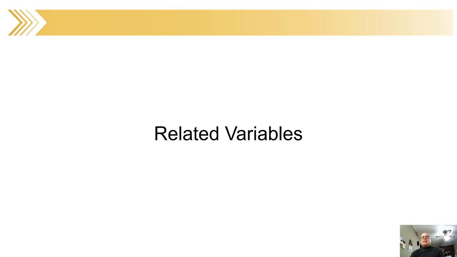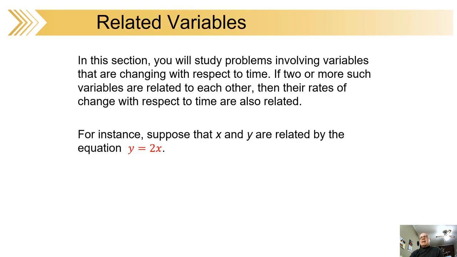Variables. Some of them are related, just like some people are related. That's about as far as we're going to go with that though. So here's an example. Y equals 2x. The x and the y's are related. The y values are double the x values. Real simple.